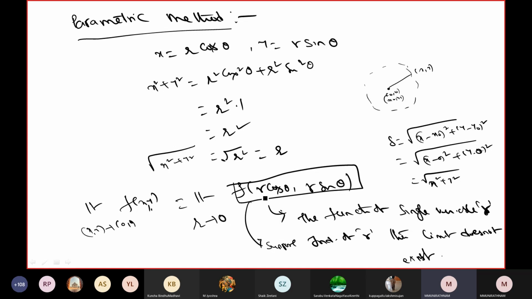Suppose this is independent of r, so if the resulting expression has no r, then we can say that the limit does not exist. So that is the easy way to find the limit of the functions.